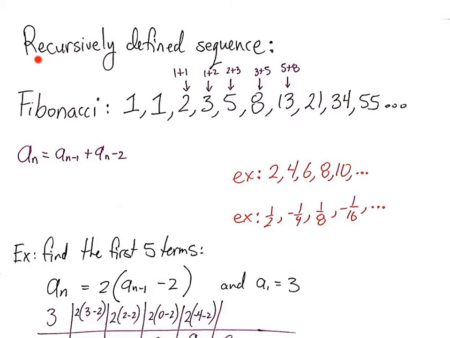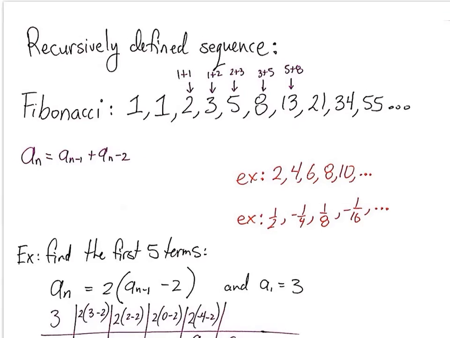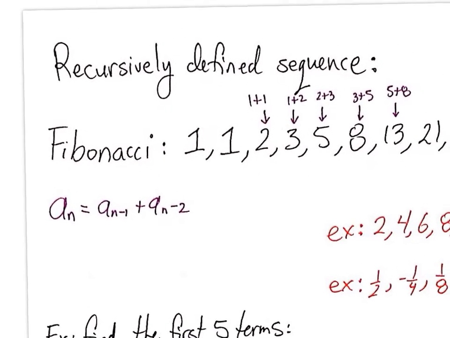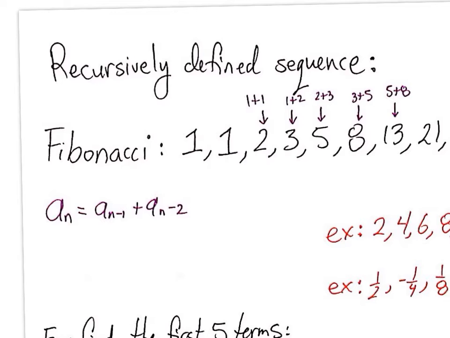So recursive, well, ask your English teacher, but the word recursive comes from something that's sort of repeating or happens again and again, that type of thing. When it's a recursively defined sequence, we know the value of a term based on the previous term. A classic example is Fibonacci. We'll study this in more detail. The Fibonacci sequence of numbers starts with 1 and 1, and then each successive term is the sum of the 2 previous terms.